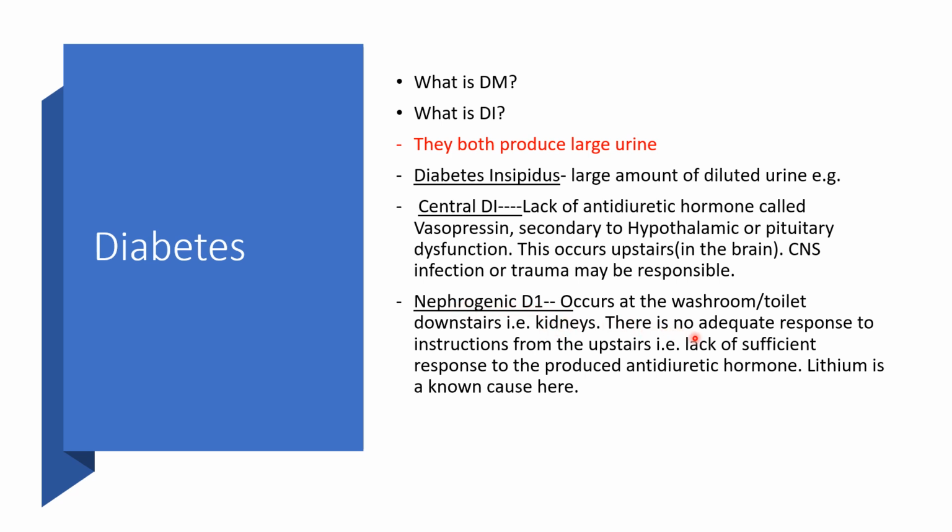Here, there is no adequate response to the instructions from the upstairs, meaning there's a lack of sufficient response to the already produced antidiuretic hormone. That is the problem. Unlike the central type, where there is inadequate production of antidiuretic hormone, in nephrogenic there is enough antidiuretic hormone, but there is a lack of sufficient response. We can find that with lithium. When lithium causes diabetes insipidus, it will be nephrogenic diabetes insipidus.